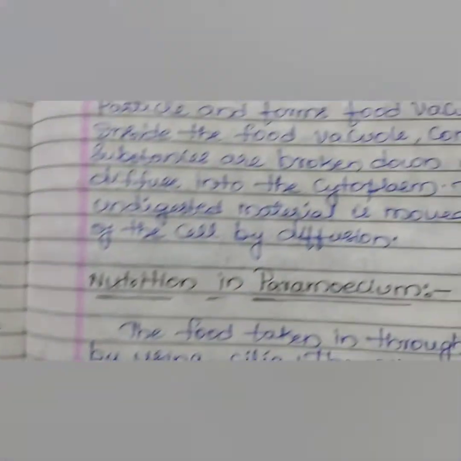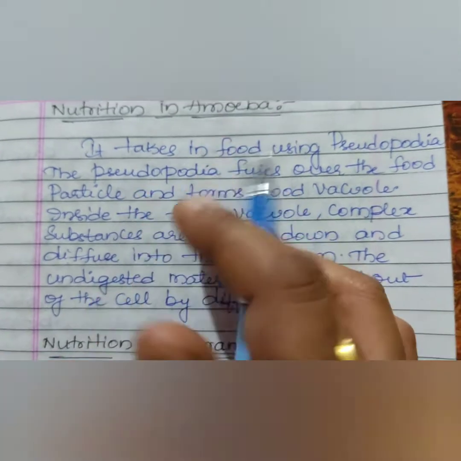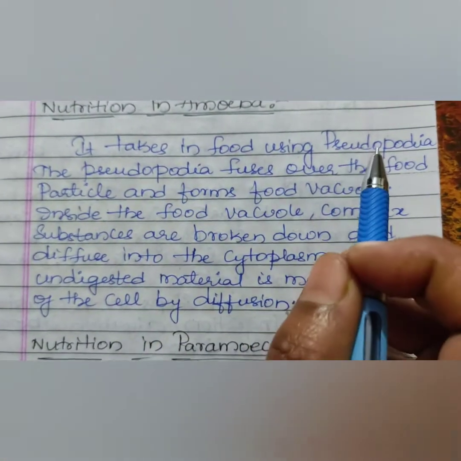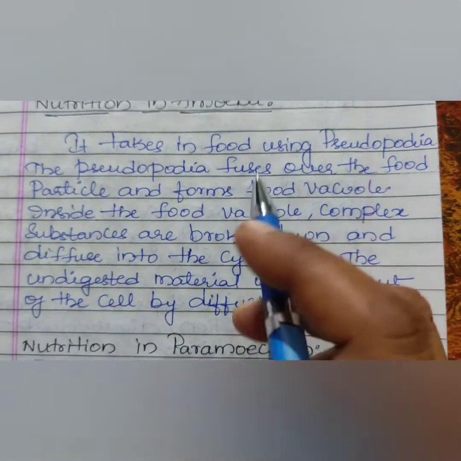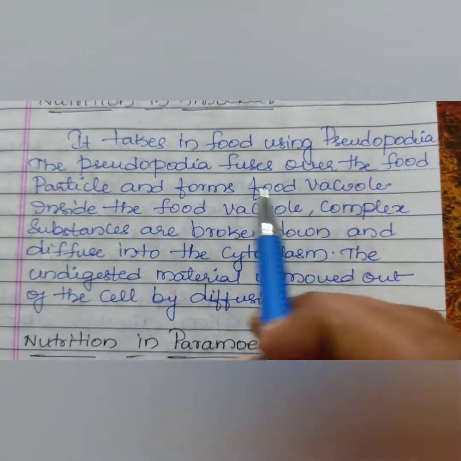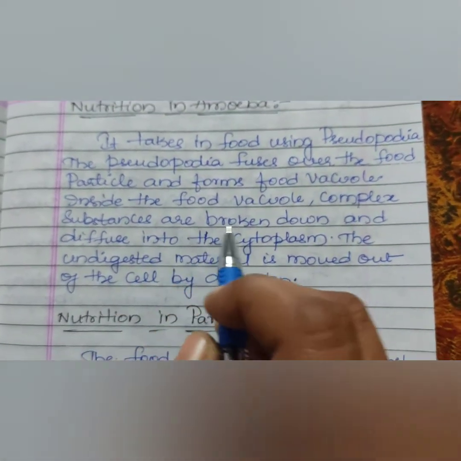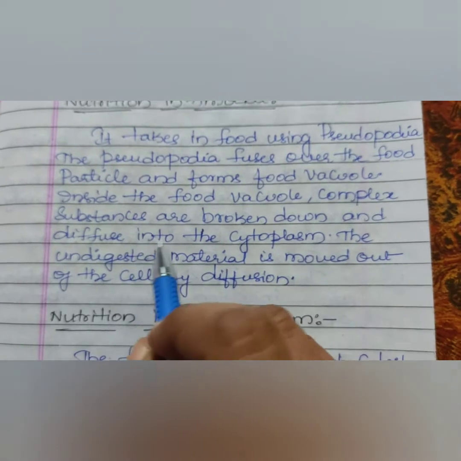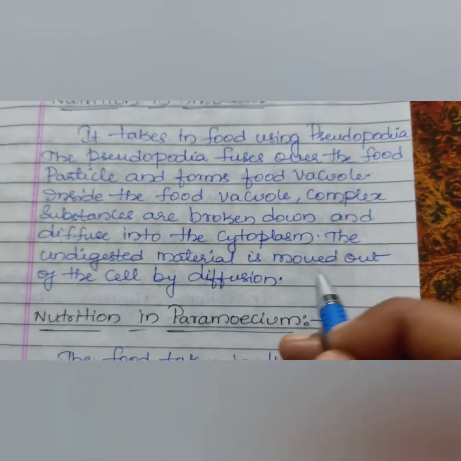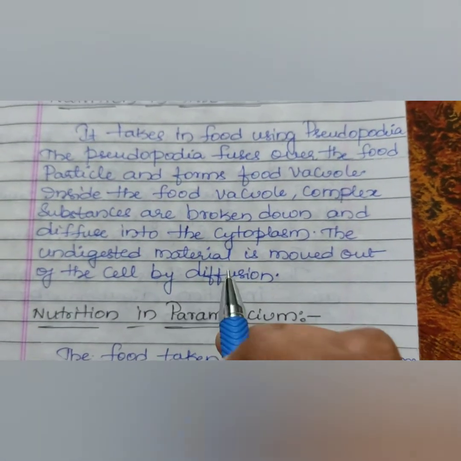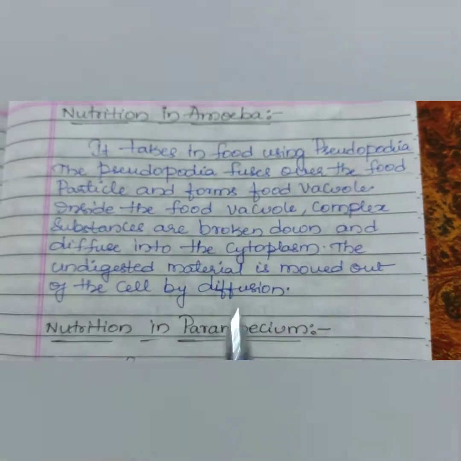Next, we'll see nutrition in amoeba. It takes in food using pseudopodia. The pseudopodia fuse over the food particle and form a food vacuole. Inside the food vacuole, complex substances are broken down and diffuse into the cytoplasm. The undigested material is moved out of the cell by diffusion. So, in this manner, amoeba takes its food.